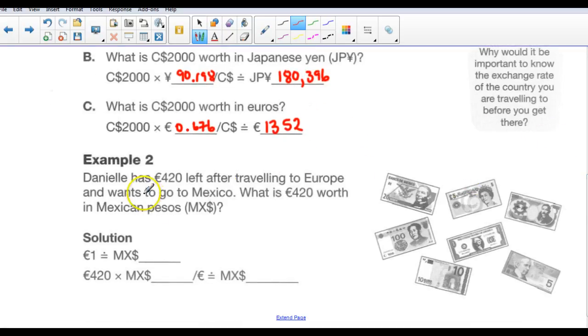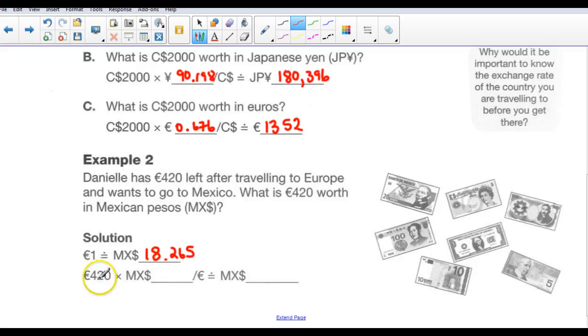Example 2. Danielle has 420 euros left after traveling to Europe and she wants to go to Mexico. What is 420 euros worth in Mexican pesos? Well, the solution is 1 euro, go to the chart on the previous page. If you look there, 1 euro is worth 18.265 Mexican pesos. That means that for every 1 euro you want to exchange, they're going to give you 18.265 pesos.